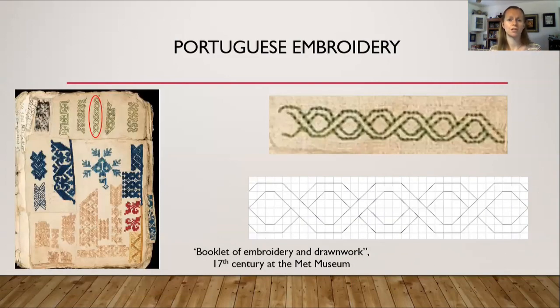Now on to Portuguese embroidery. This is a page from a booklet of embroidery and drawn work. It's from the 17th century and it's at the Met Museum. The particular pattern on this page that I have interpreted is inside the red circle on the left-hand side. And I've flipped the picture so it's sitting parallel rather than perpendicular to the ground. It's on the right-hand side.